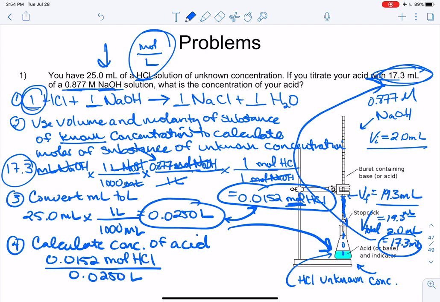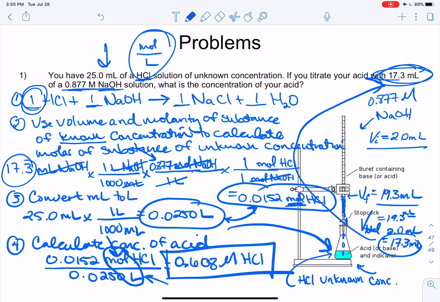So now we have moles per liter, which is what? Molarity. And when we put this into the calculator, we get 0.608 big M HCl. And remember, the big M is moles over liter. So you could write moles over liter, or moles HCl over liter, or moles HCl over 1 liter. But this is our final answer with the correct number of significant digits. Okay, let's practice that again because that was a lot.